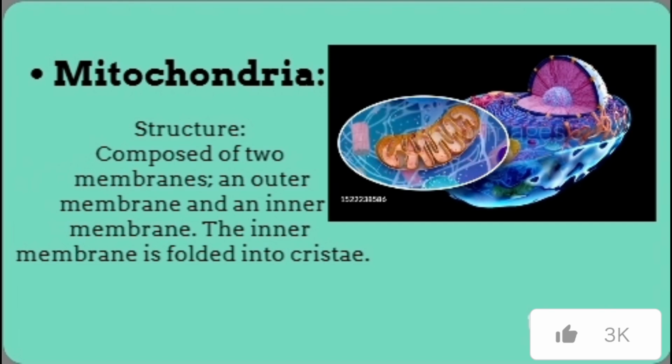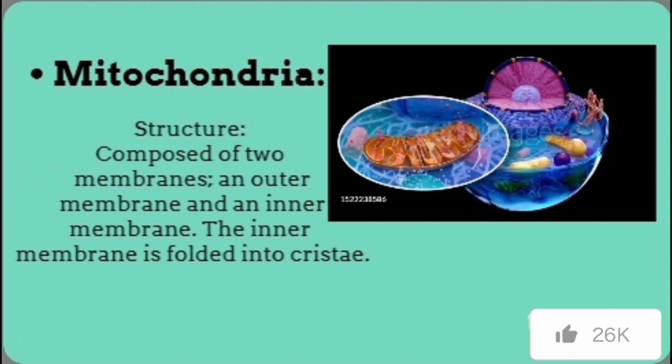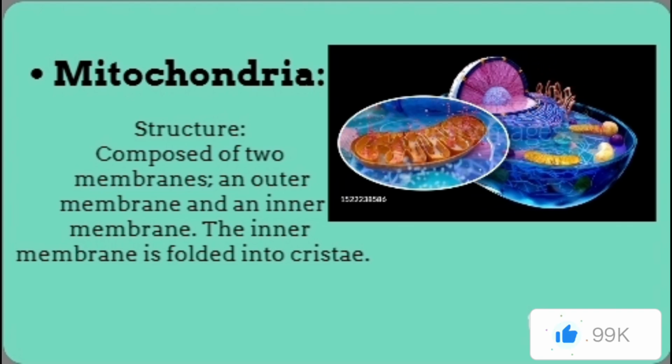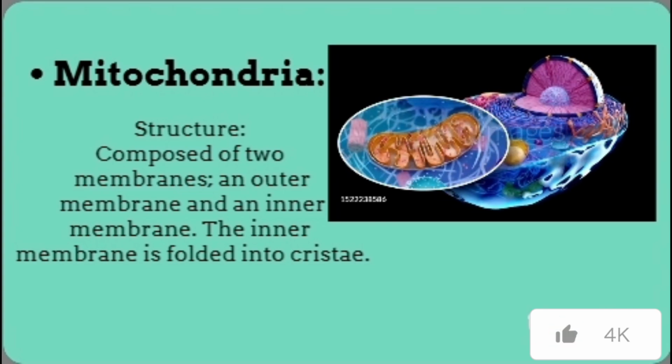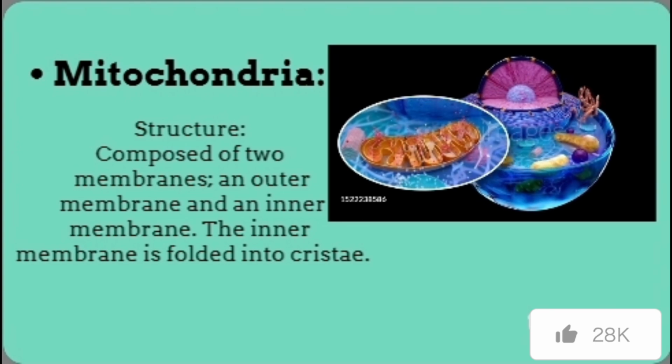The mitochondria exhibit a complex structure, composed of two distinct membranes: an outer membrane that surrounds the organelle, and an inner membrane which is extensively folded into structures known as cristae. These cristae greatly increase the surface area available for the chemical reactions involved in ATP production through cellular respiration.